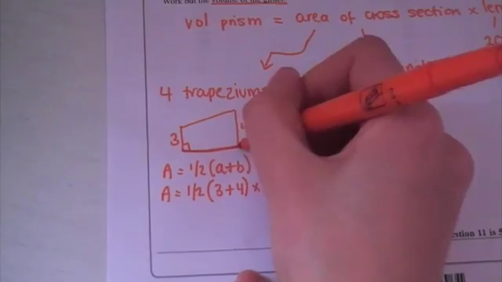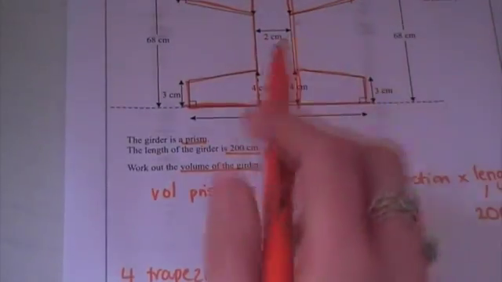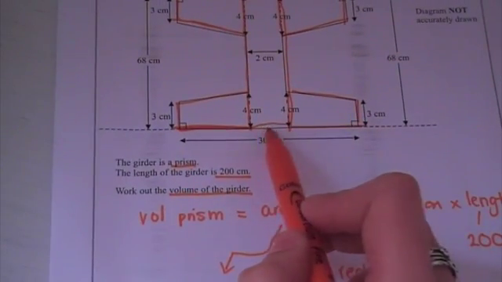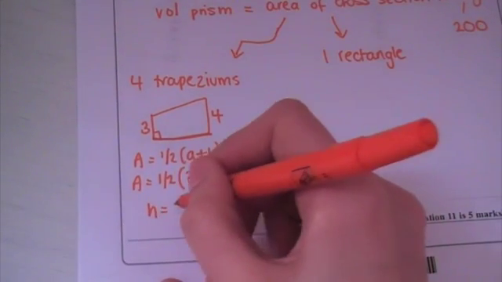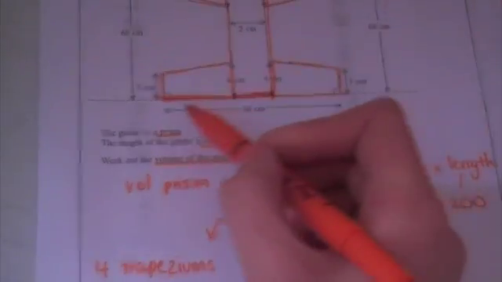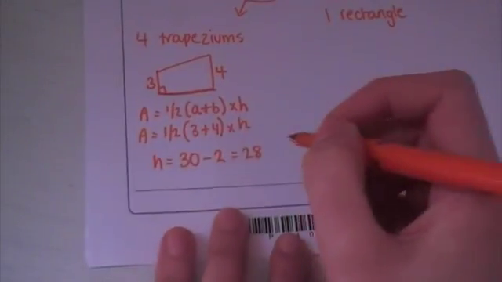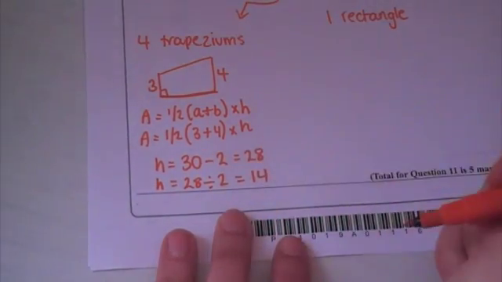Now the height is this straight edge along here. I'm not going to try and work out the slanted one. Now we can see the full length is 30 centimetres. And we can see that the length of the rectangle there is 2 centimetres. So if we want to work out our height, first of all it's going to be 30 minus 2, so we're going to have 28 centimetres. That's between this and this. So in order to just get one of them, we need to divide it by 2. So height would be 28 divided by 2, which equals 14.